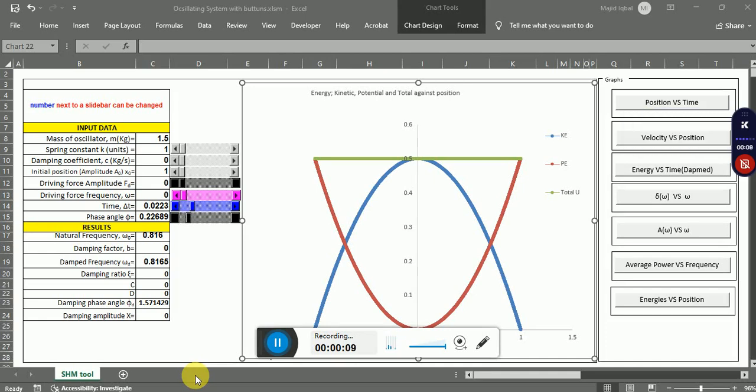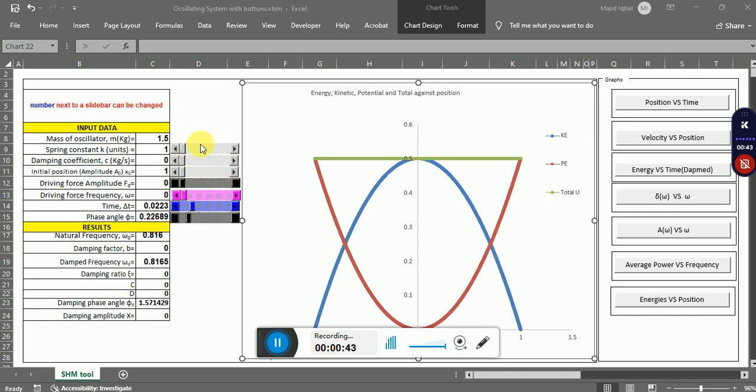I am presenting my Excel sheet in which I present an oscillating system with different modes and different parameters, which are mentioned here. You can see that I can change the mass, spring constant, damping coefficient, initial position amplitude, driving force amplitude and driving force frequency, time and phase angle. These are actually the input parameters, and these are the results.